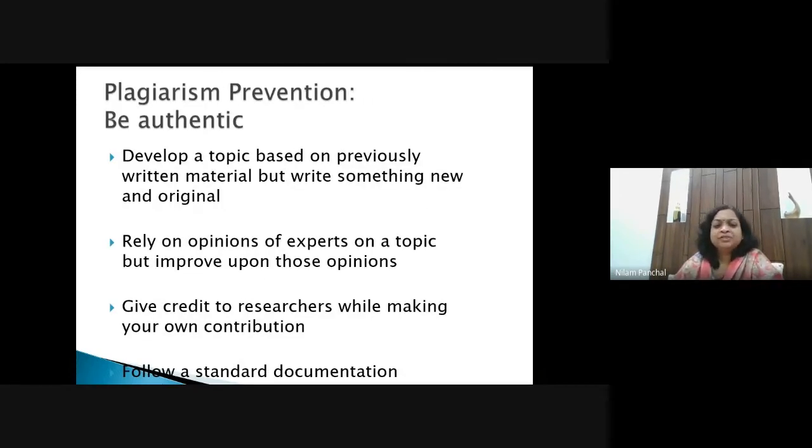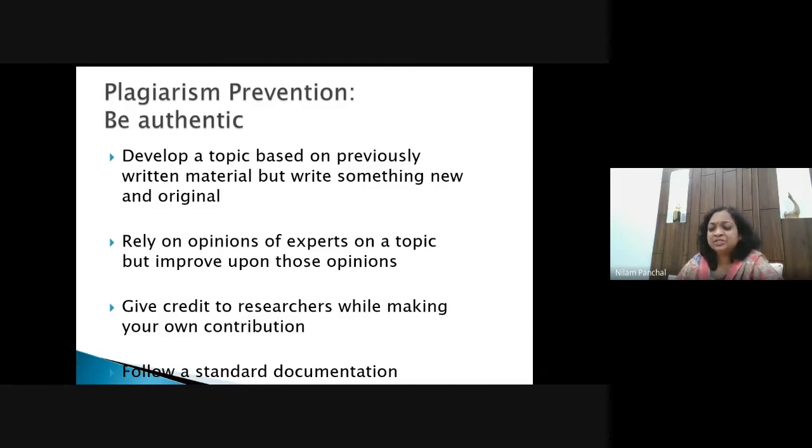So, what is important is to be authentic. Friends, you need to develop a topic based on the previously written material, but write something new, something of your own, something original. Even when you are writing a research paper, many times we know that you are developing a topic based upon the written material, and there is nothing different in that.